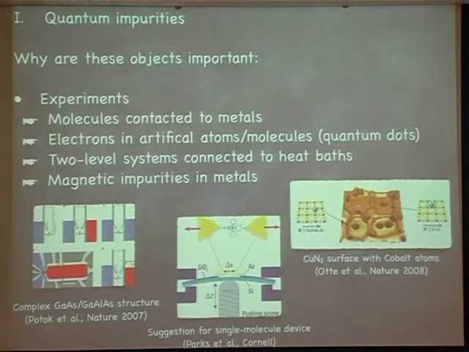In fact, if you go into the literature and look for what is called magnetic molecules, you will find a vast literature on people putting magnetic molecules on all types of surfaces and trying to find how their properties change as a function of coupling to the surface, properties of the surface, and so on. So it's all connected to these quantum impurity problems.